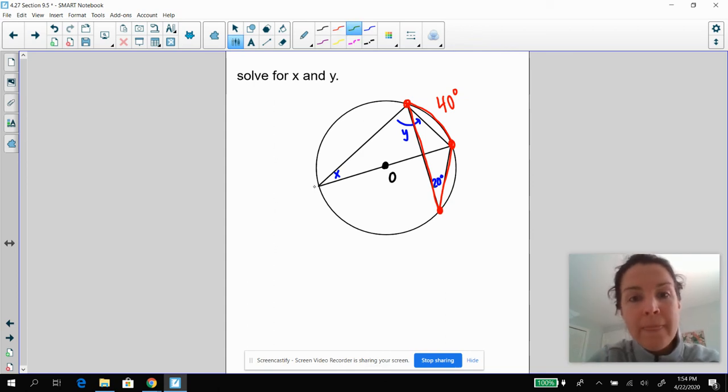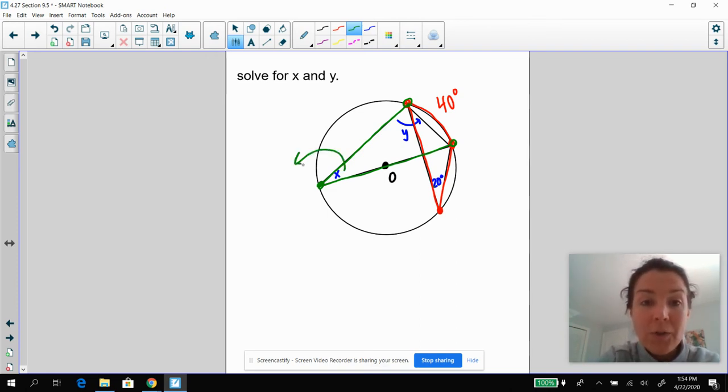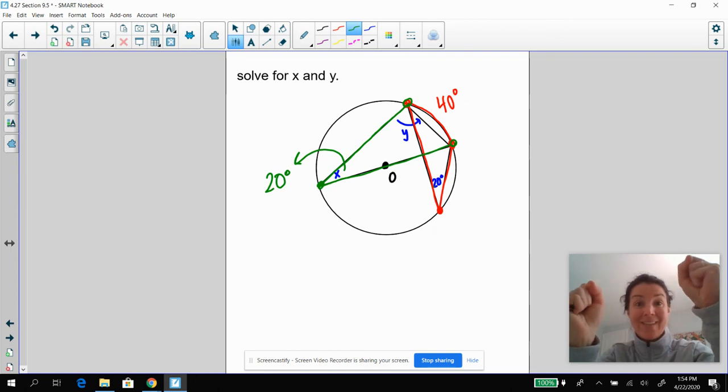But look, angle X is an inscribed angle as well. And look at the arc that it intercepts. It also intercepts that same arc. So I know that X is also going to be 20 degrees. So this is a really important concept. If I have two inscribed angles that end at the same arc, they're going to be congruent to each other.